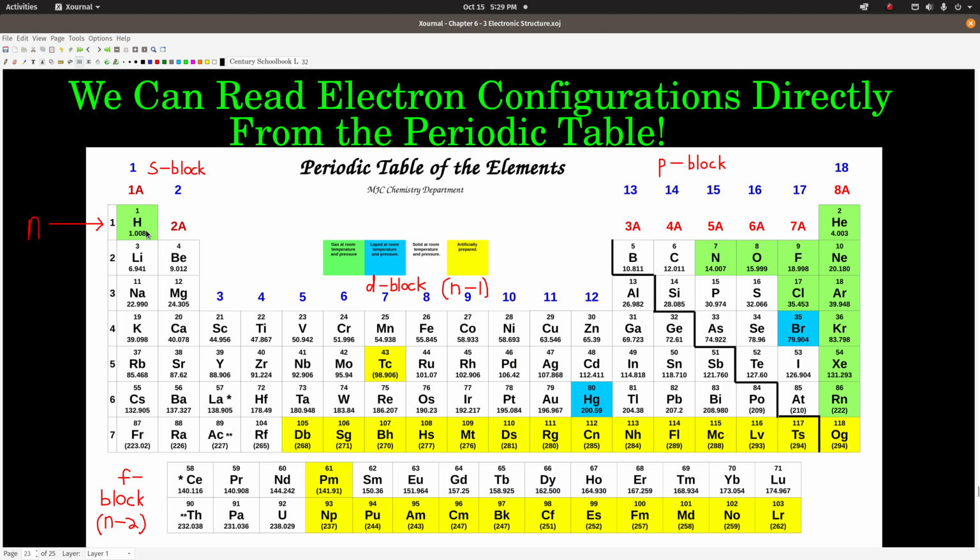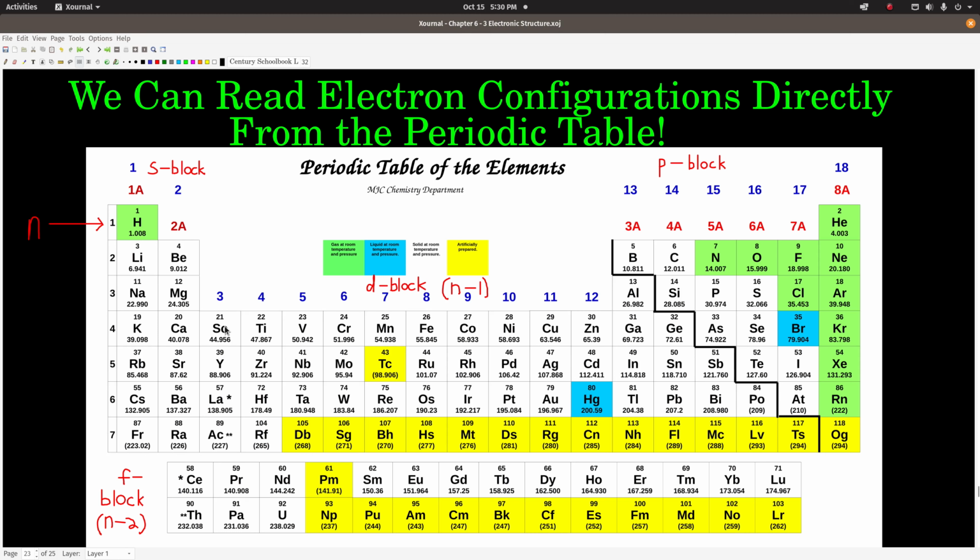Okay. Now next, reading electron configurations. For the s block and the p block, the row number is n. So what we're doing here is we're reading the last electron that goes into that atom. n equals 1, 2, 3, 4, and 5. When we get to the d block, the n is 1 less than the row number.